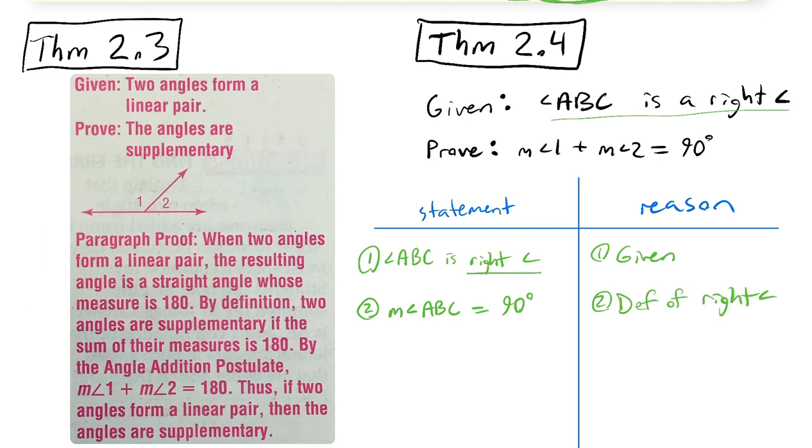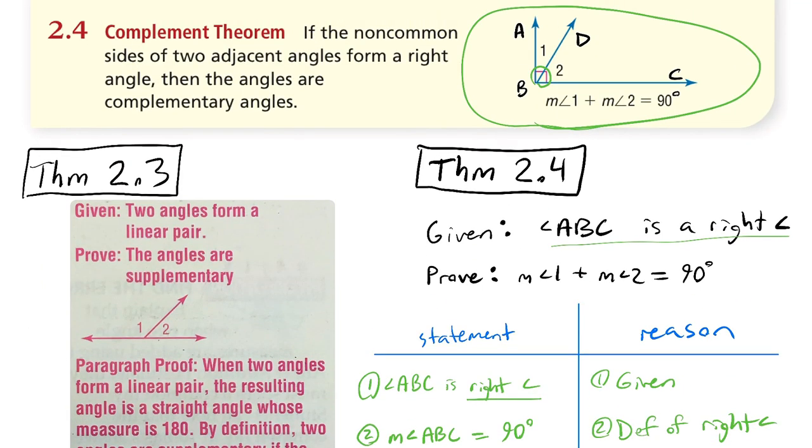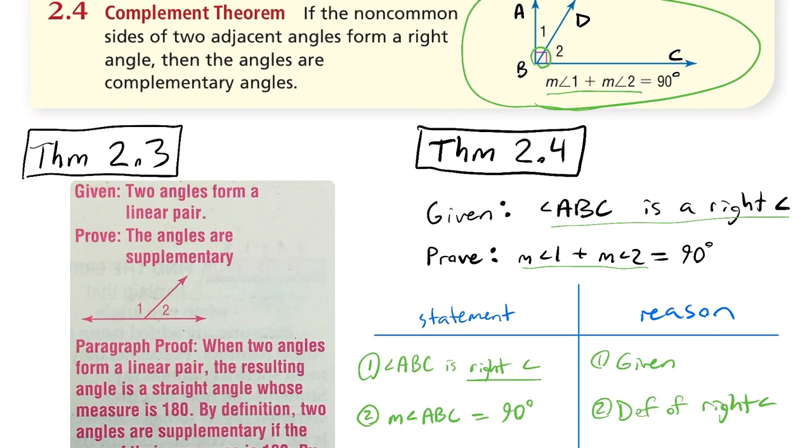Okay, and now we need to say, well, what are we talking about here? We really want to say that the measure of angle 1 and the measure of angle 2, that's what we want to get here, right? That's what we're aiming for. So let's do that. How do we say that the measure of angle 1 plus the measure of angle 2? That's the angle addition postulate. Remember, so the piece of an angle plus the whole angle equals the total.